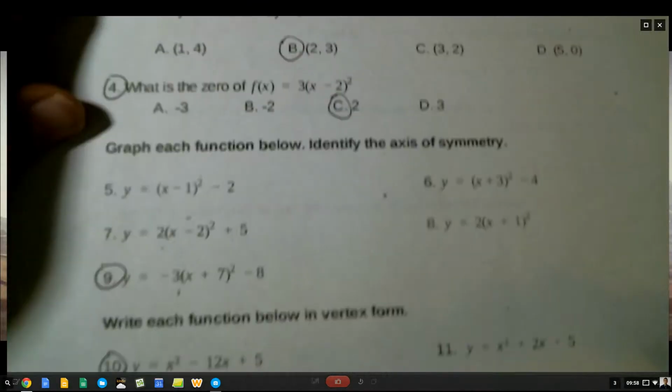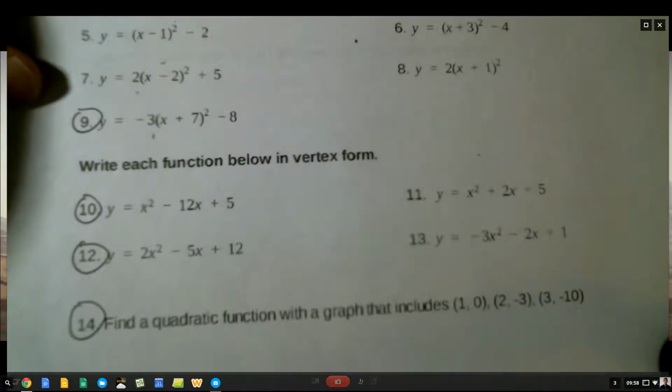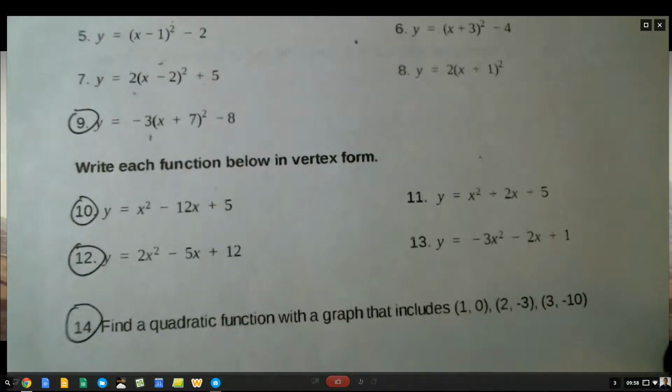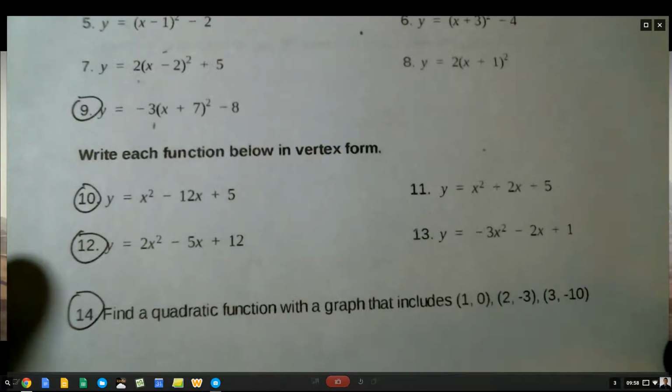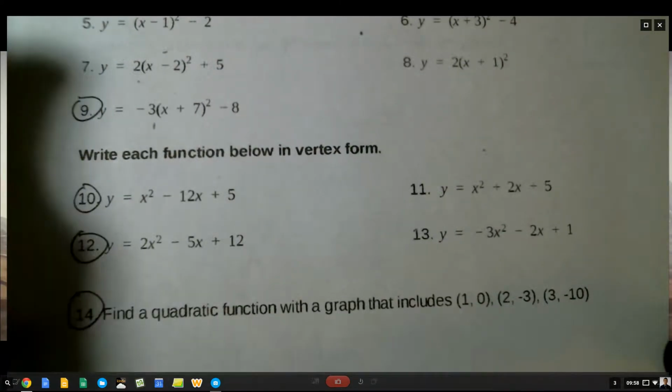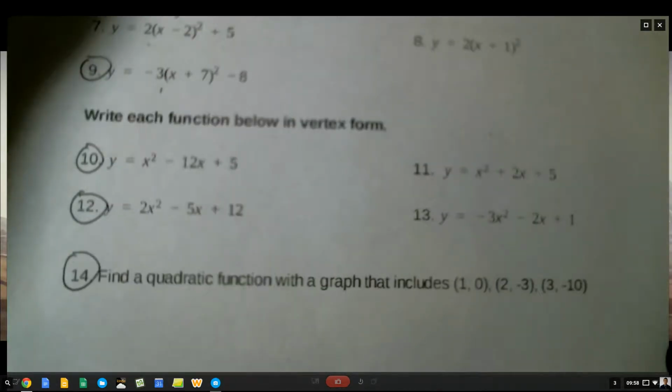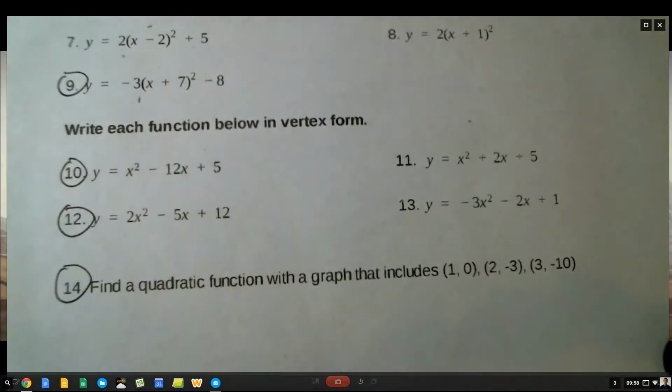Now, next question. Write each function below in vertex form. This is the one that troubles a lot of students, so we're going to go over this. I'm going to do number 10 and number 12 for us. Number 10: we have y is equal to x squared minus 12x plus 5.